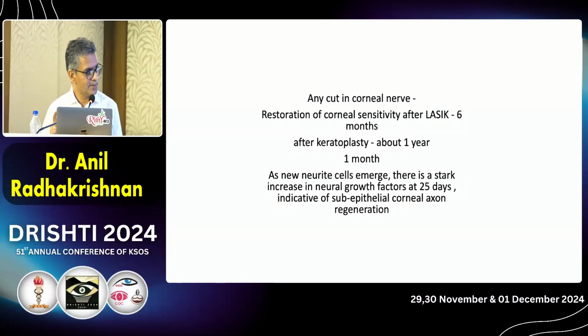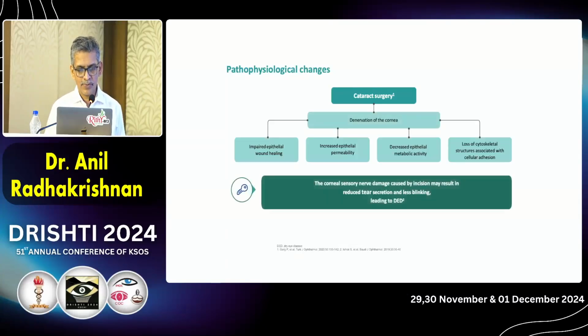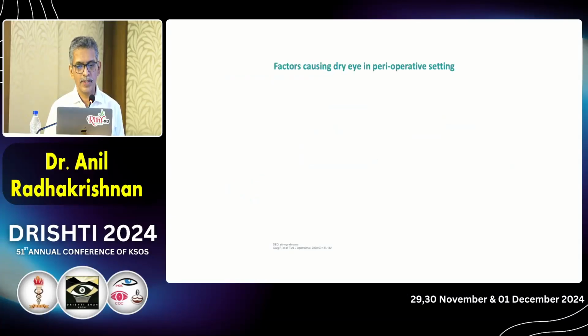At the end of 1 month, you have these neurite cells, and there is increase in the neural growth factors that are seen at 25 days post-op, and that contributes to the symptoms that the patient has. So in the interest of time, I'll just say that cataract surgery causes sensory nerve damage at the incision, even though the incision is very small, and because of the less blinking, that also can contribute to the dry eye.